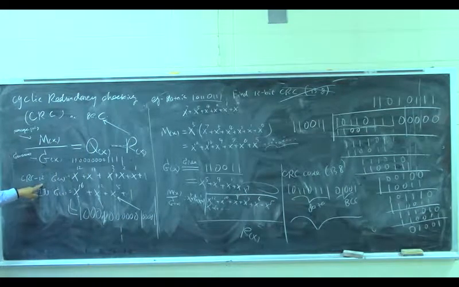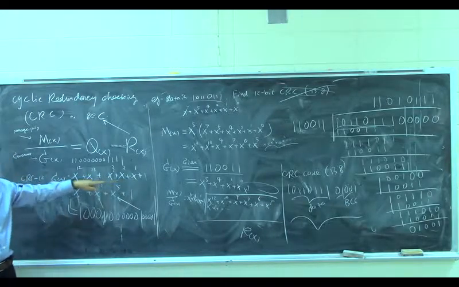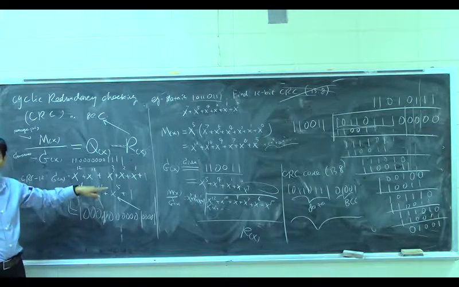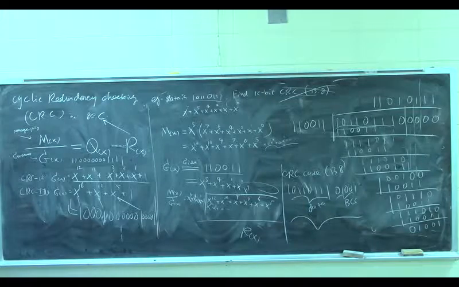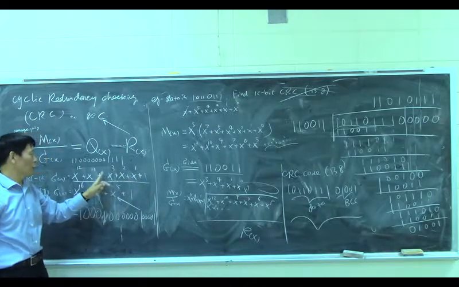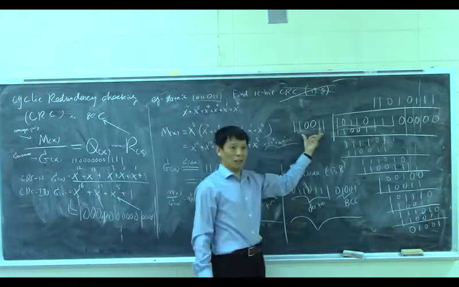CRC 12. Is the polynomial good? Yeah. Why is it good? Because we got 12. How many digits do we have here? 12. How many digits are in the generator? 13, right? From 0, 1, 2, 3, 4, 5, 6, all the way to 12. So that's 13 digits. So that means here, that will be 13 digits.